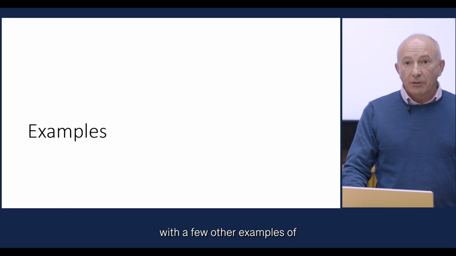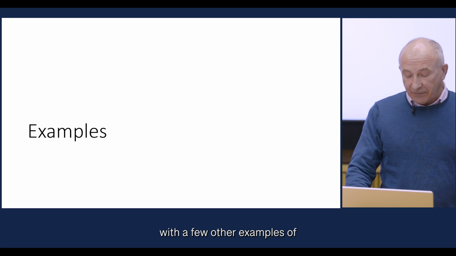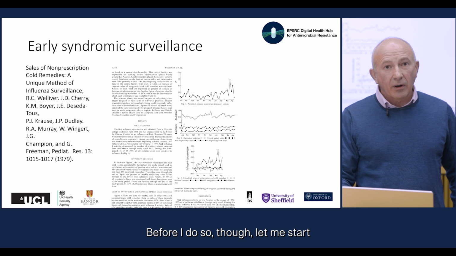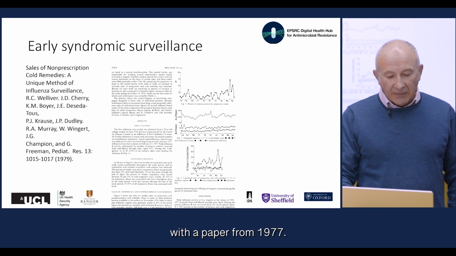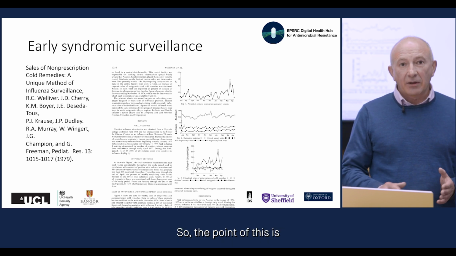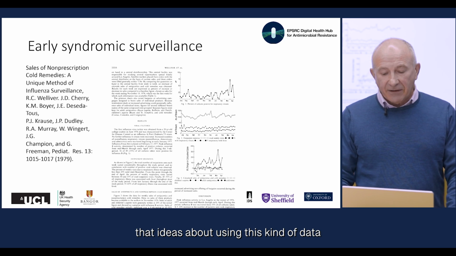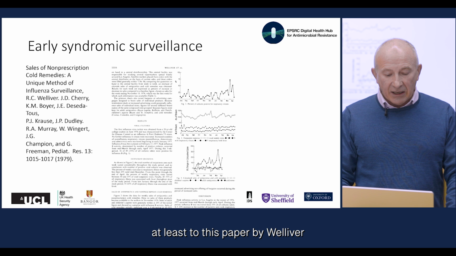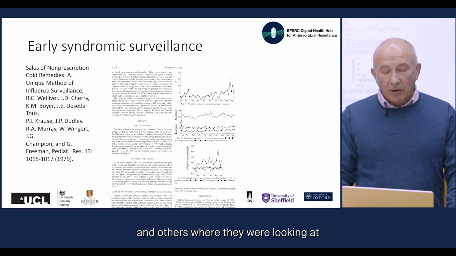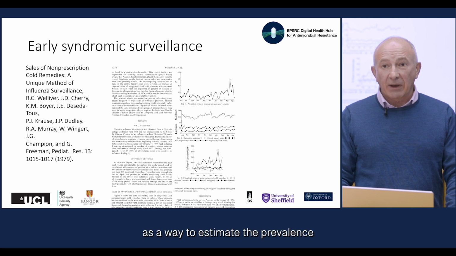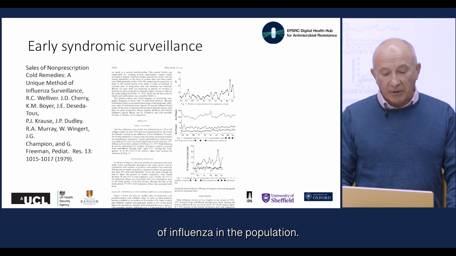So let me continue with a few other examples of digital epidemiology. Before I do so, though, let me start with a paper from 1977. So the point of this is that ideas about using this kind of data date back quite some time, at least to this paper by Well-Liver and others, where they were looking at volumes of sales of over-the-counter cold remedies as a way to estimate the prevalence of influenza in the population.